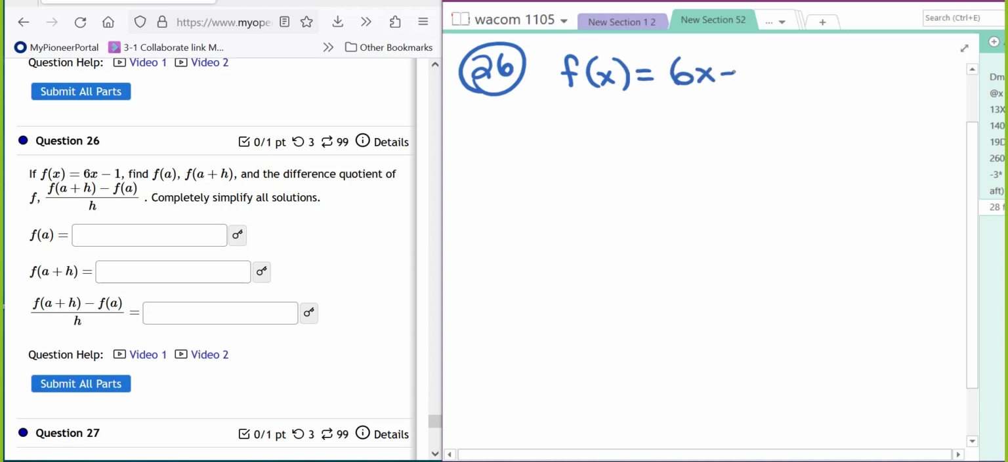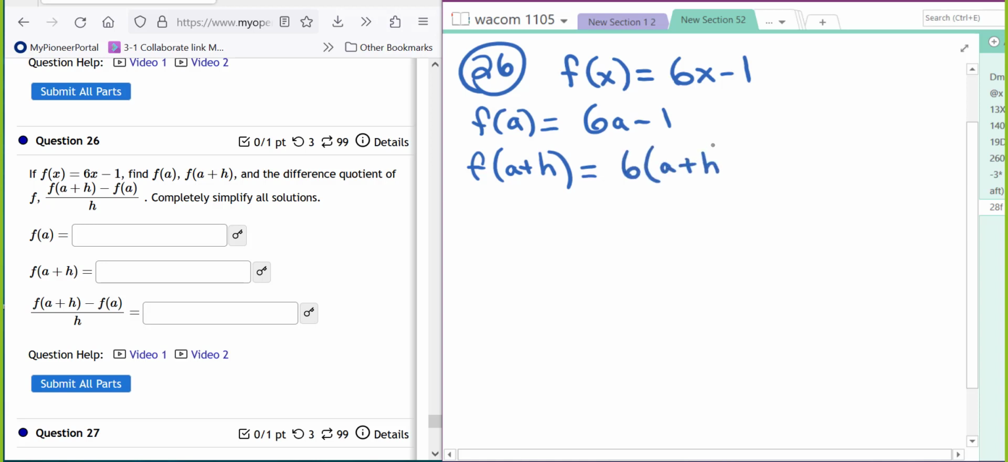For this first one, they lead you in steps. All right. They want you to find f of a. This means to plug the a in for all the x's. So it is 6a minus 1. Then they want us to find f of a plus h. So we have to plug a plus h in for the x, and you need parentheses because you want the whole quantity in. And then you need to clean that up. So 6a plus 6h minus 1. And then they want us to find the difference quotient. So we're going to use this f of a plus h, which we found right here.